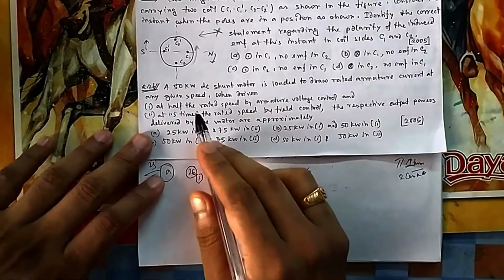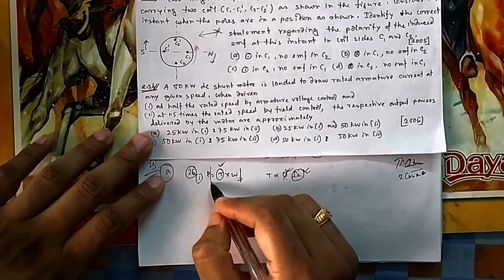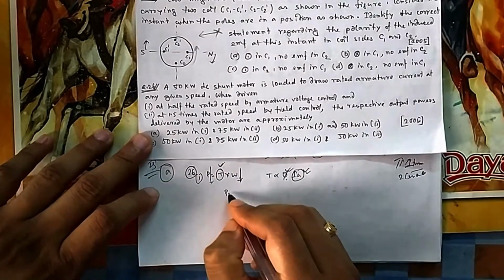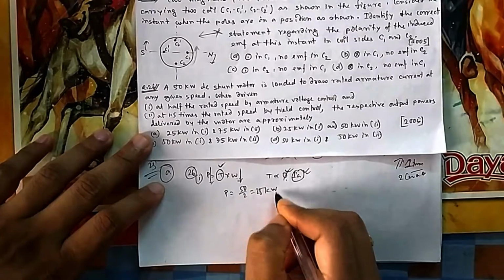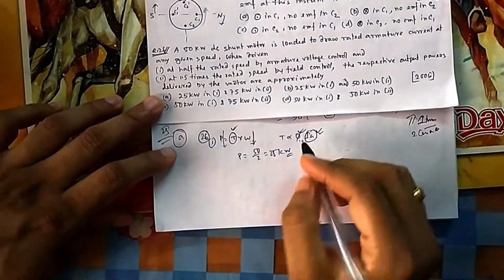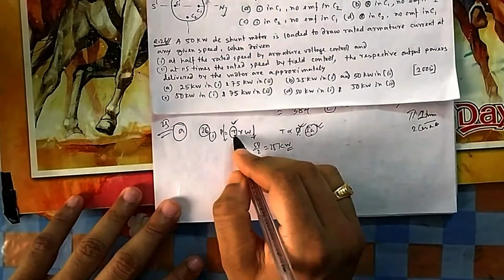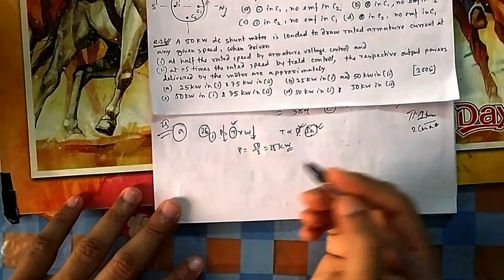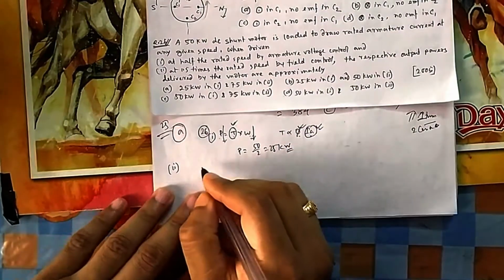So if torque is fixed and you are reducing the speed by half, that means power will also reduce by 0.5. So power will also be half, that is 50 by 2, 25 kilowatt. So the first case is simple, because torque is fixed here since Ia is fixed and phi is fixed. If speed is reduced to half, then power, which is T into omega, is also halved. So now in the second case, what is torque here?